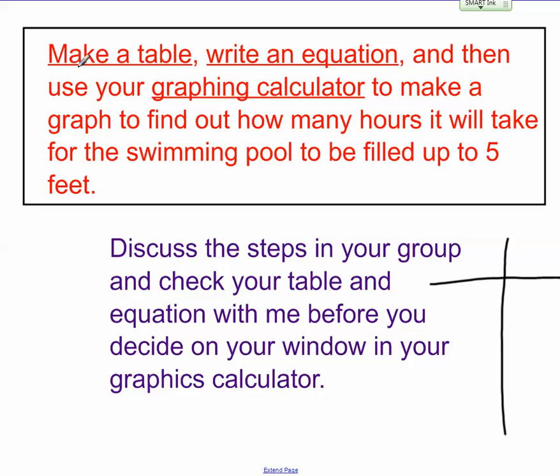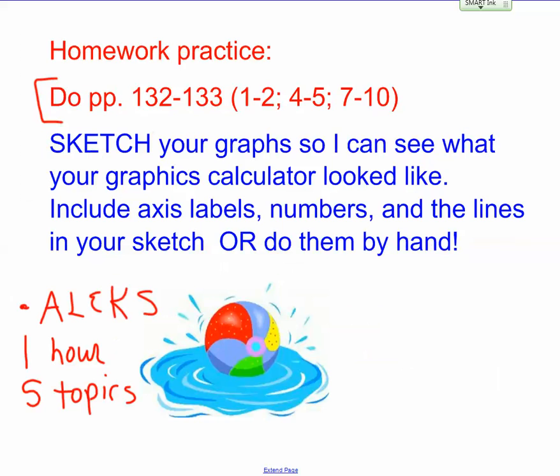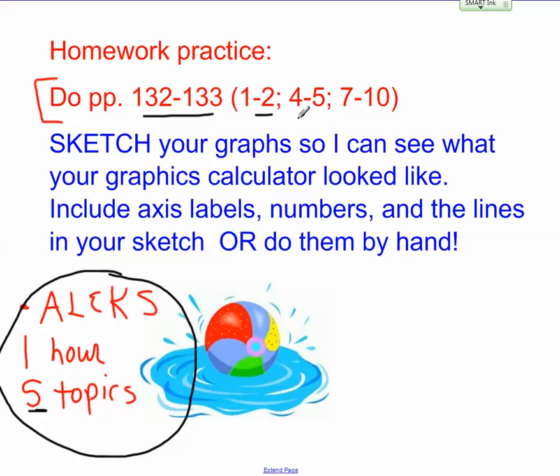All right, so you did this in your groups, and that's what we came up with. So in ALEKS, you have by Thursday, 1 hour to get done, 5 topics, and you've got this practice problem to do in your book. And you may use your graphics calculators, but make sure you sketch your graph so I can see what you got. Or as Sarahnique said, you could always take a screenshot and you could print it off. It's up to you. That's it.